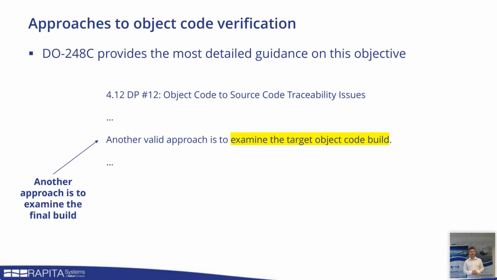Another approach is to simply examine the final object code. So you compile your application, you've got this artifact, an executable image. You can check that to see if any of the instructions it contains don't trace to the source code. It's just one sentence in DO-278C that says, just examine the target object code build. But as I hope you can imagine, it's a non-trivial, sizable activity to go through the entire binary instruction by instruction to check that it all maps back to the source code.